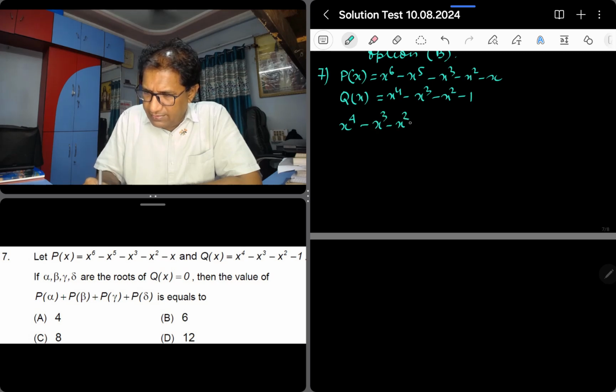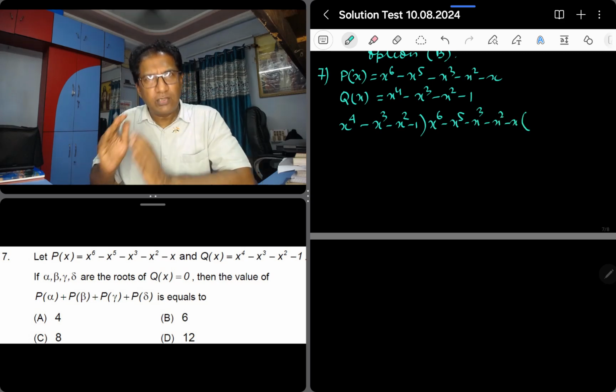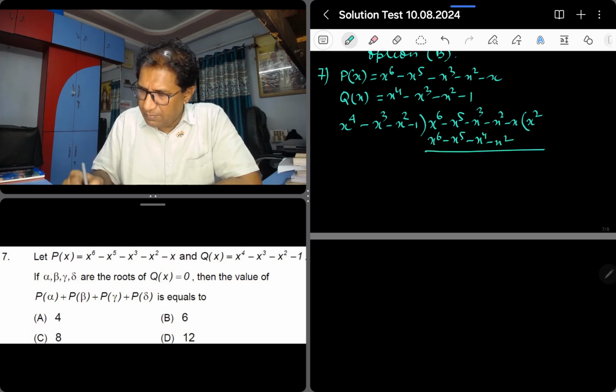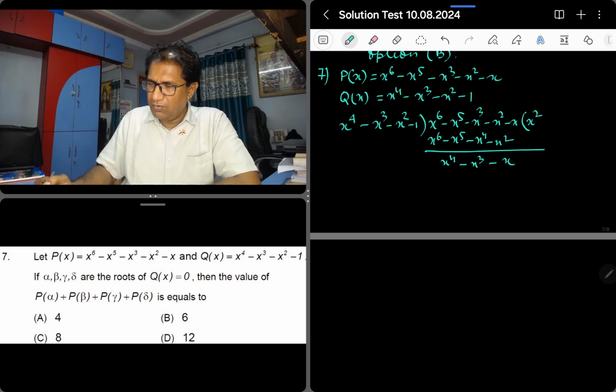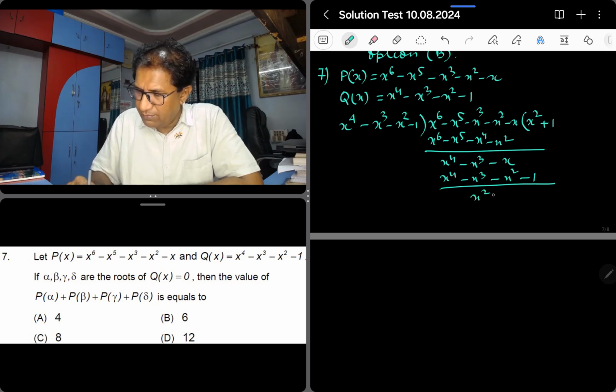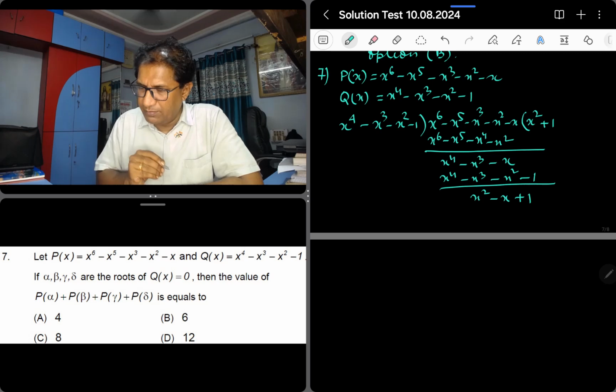So how we can write that? Just normal division. And if we subtract, we are having this. Okay. So now plus 1 will give us. And if we again subtract, we are going to have x squared minus x plus 1.